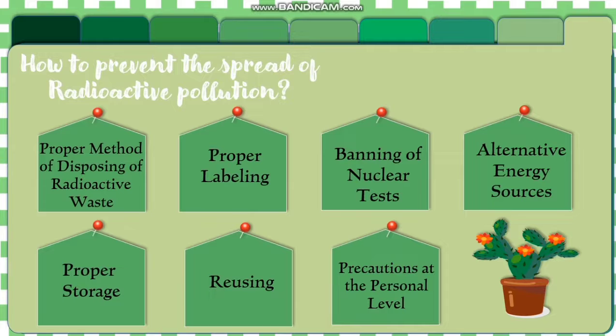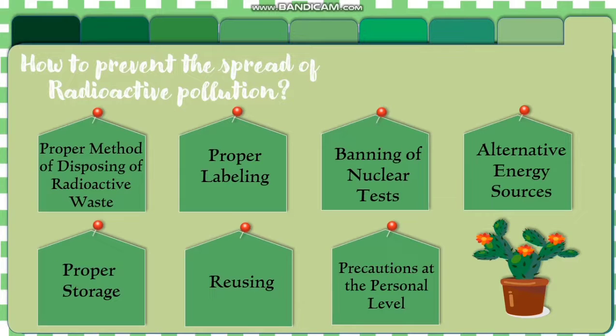Next is alternative energy sources. So, kailangan natin magkaroon ng alternative energy sources para maiwasan yung radioactive pollution. So, ang pwede natin magamit ay yung renewable sources of energy, namely solar or hydroelectric, and the wind power. So, with that, maiiwasan yung epekto ng radiation sa environment and sa health ng human.